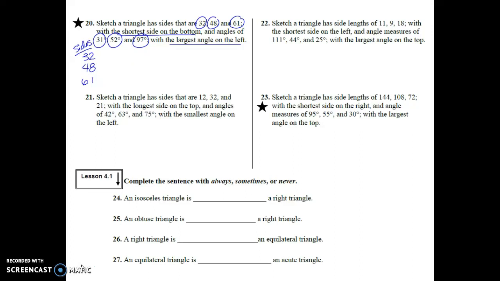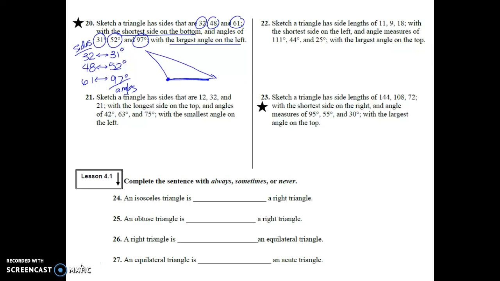And then we would do the angles in the same order, 31 degrees, 52 degrees, and 97 degrees. And remember, these numbers need to be opposite of each other. So, according to what it says, it asks for the shortest side to be on the bottom and the largest angle on the left. So the left side is over here. The shortest side is on the bottom.